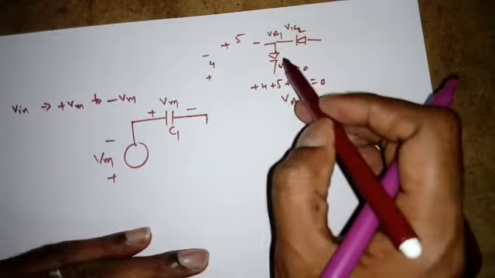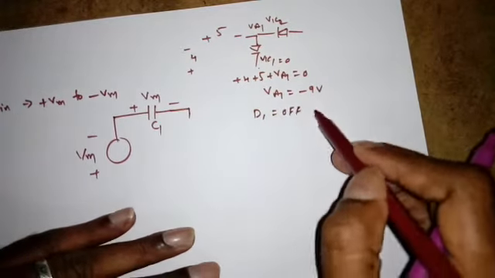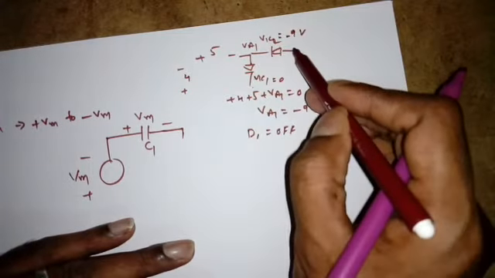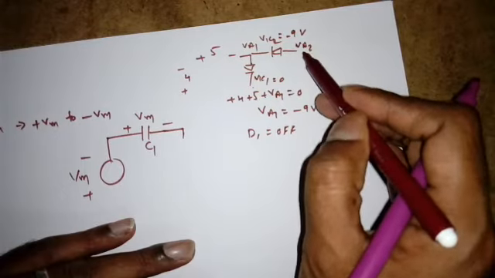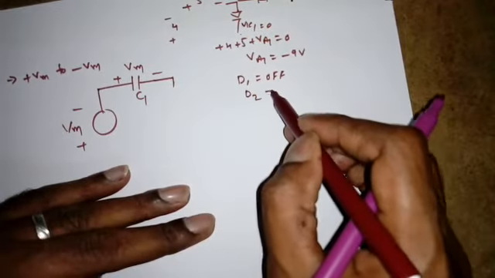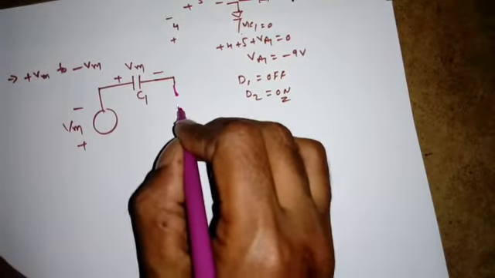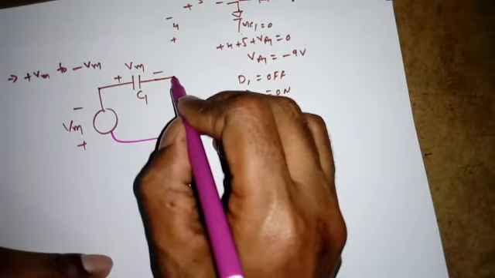VA1 is negative, so D1 is off. But what happens to D2? VK2 is minus 9 volt and VA2 is connected to ground. So which one is higher? VA2 is higher. That means diode D2 will be on. So it is just the opposite of the previous cycle, right?